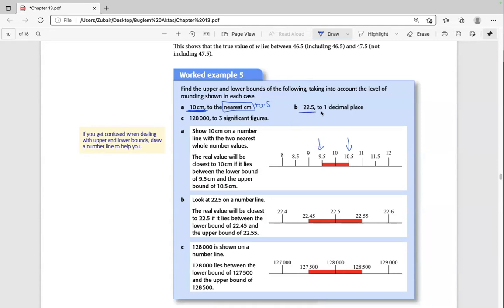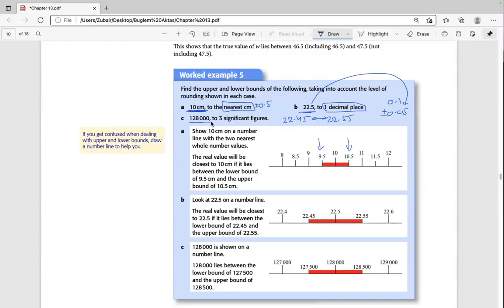Then 22.5 to 1 decimal place. So when we talk about 1 decimal place, I write 0.1, half of which would be 0.05. So if we add, this becomes 22.55. And when I subtract 0.05, this becomes 22.45. Any objection? No. So whatever is the value, we add half of accuracy and we subtract half of accuracy.